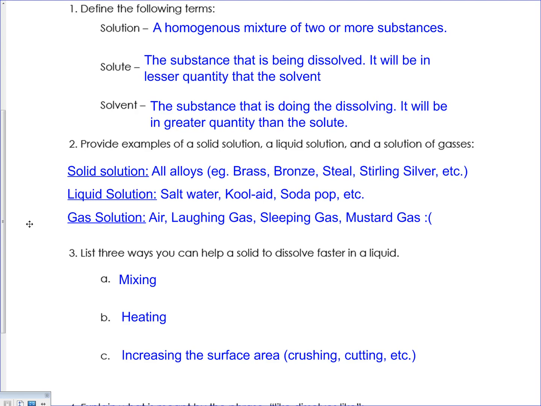And then crushing something up, because if you have something that's in a large chunk and you drop it in a solvent, it's not going to dissolve very fast. Just particles are going to be coming off of the surface, but all of the inside of that clump is not in contact with the solvent. So if you crush it up and make it into a powder, then you have a much larger surface area that's in contact with the solvent, which means more of it can go into the solution faster.